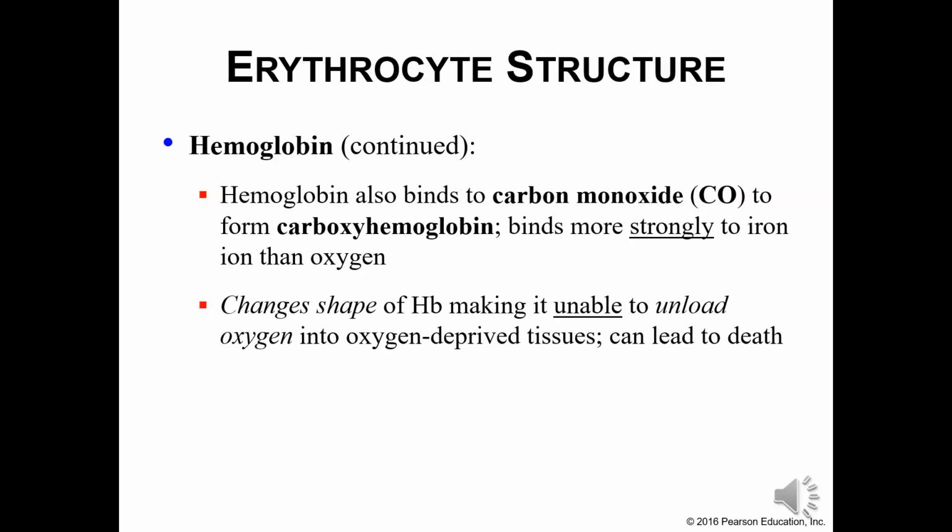Unfortunately, hemoglobin can also bind to carbon monoxide, and when it does that, it forms carboxyhemoglobin. Carbon monoxide has a very strong affinity for the hemoglobin molecule, to the iron atom. It's almost 200 times stronger than the affinity oxygen has toward the iron atom in the hemoglobin. When carbon monoxide binds to hemoglobin, it changes the shape of the hemoglobin, and that makes it unable to unload the oxygen into the oxygen-deprived tissues. And that's what leads to death, the asphyxia.